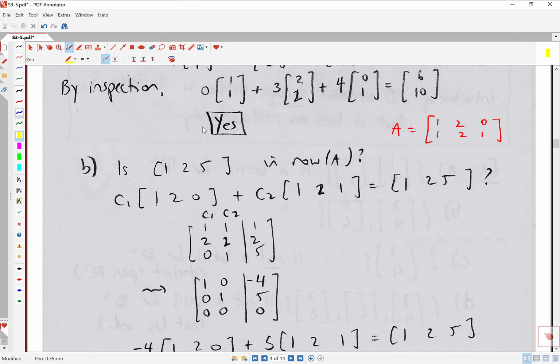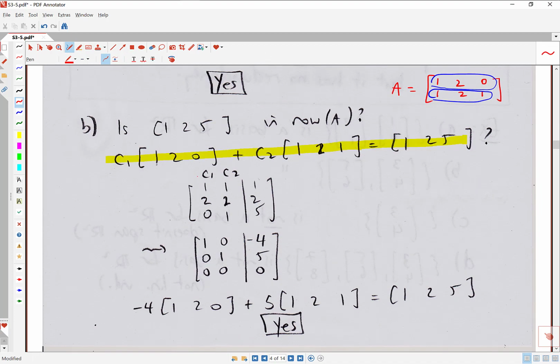Well, let's think about what the row space of A is. It's the set of all linear combinations of the rows of A. So now we're interested in these 2 vectors, the 1, 2, 0 and the 1, 2, 1. And we want to know if we take a linear combination of those 2 rows, can we make 1, 2, 5? Again, you could solve this using Gauss-Jordan elimination. Your variables would be c1 and c2. So you'd go c1 times 1, 2, 0 plus c2 times 1, 2, 1, and we're trying to figure out whether we can make 1, 2, 5.